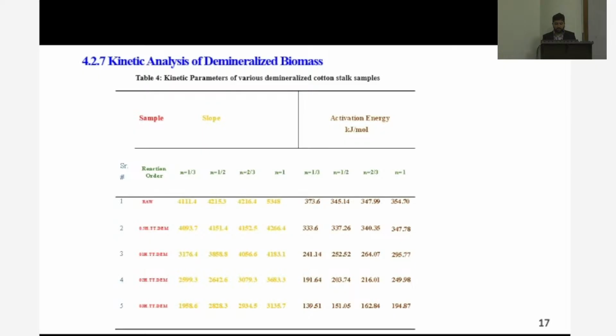Now we are talking about the kinetic analysis, which presents the demineralization and the activation energy concept. Activation energy, as we know, is one of the most important energies when you are talking about solid fuels, because it tells what amount of energy is required in order to ignite the fuel, in order to take the energy out of the fuel. And we can see that in almost every fuel, the activation energy was found to be decreasing with the increase in the reaction order.